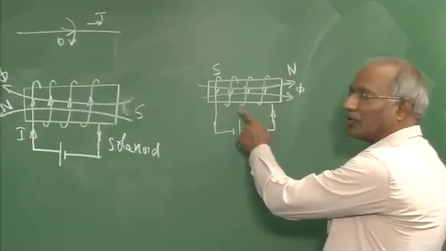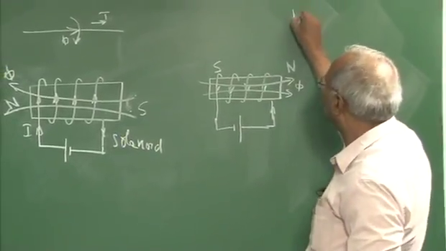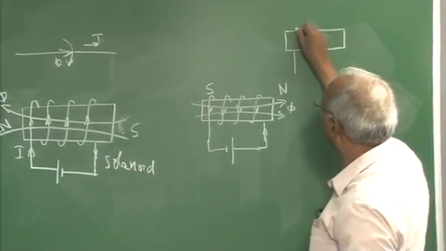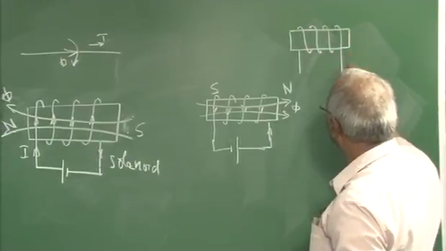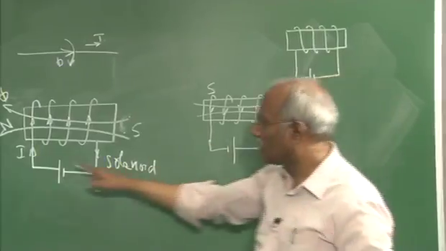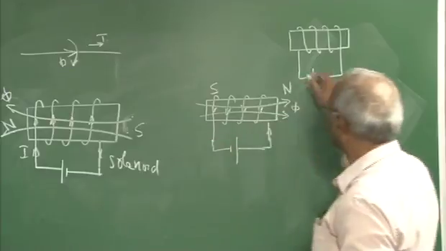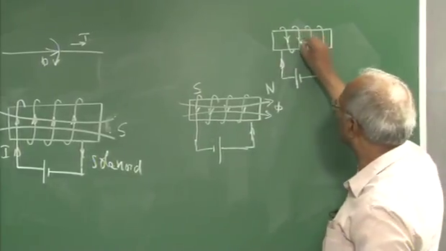polarity of the poles. The coil need not be wound in the same way, it can be wound in the other direction also. For example, if it is wound this way, with respect to the polarity of the battery or polarity of the cell, the current is the same, but the direction of the current now will change.